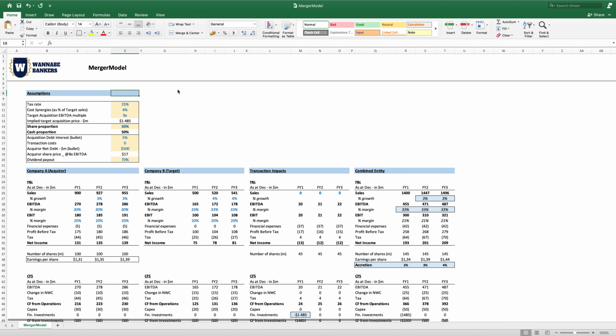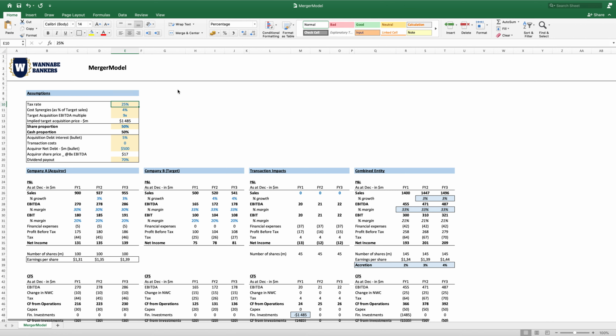Quick video today just to show you the mechanics of a merger model. We usually build a merger model when we want to understand the impacts of a merger or an acquisition on the financial statements of the acquiring company. So usually it's built like this.